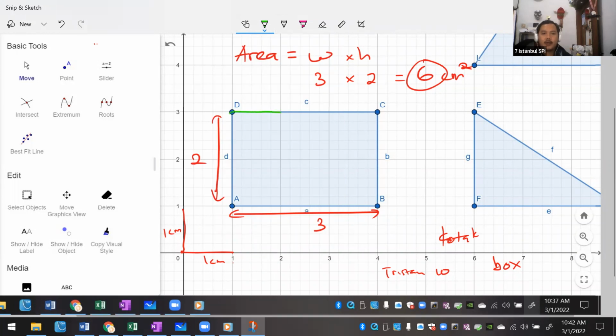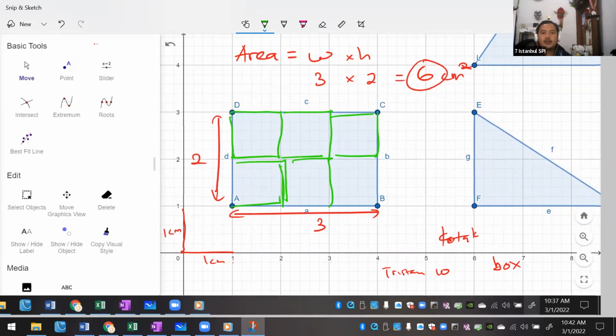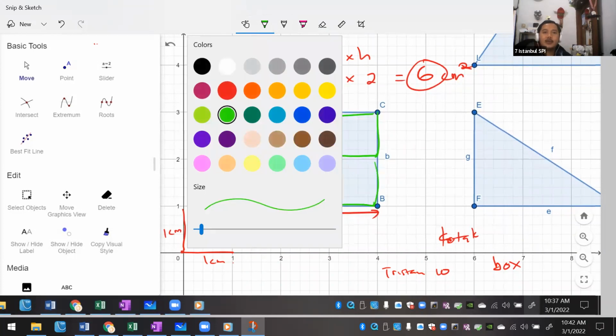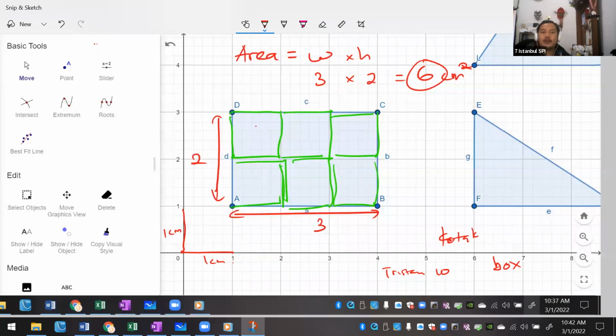Okay, so we have this one square over here, right? And then another square over here, another square over here, another square over here, right? Another square over here, and another square over here. If we count, how many squares do we have inside this rectangle? We have 1, 2, 3, 4, 5, 6. There we go. You have that 6.